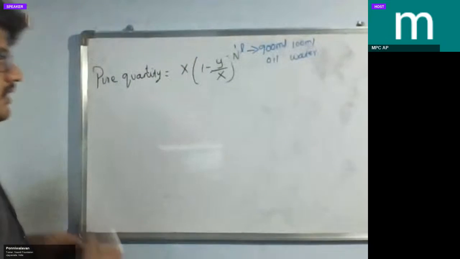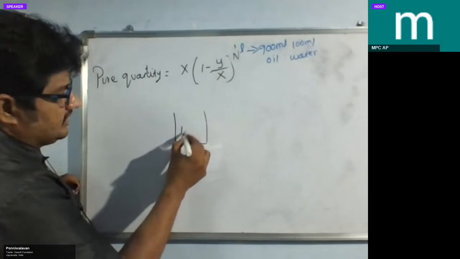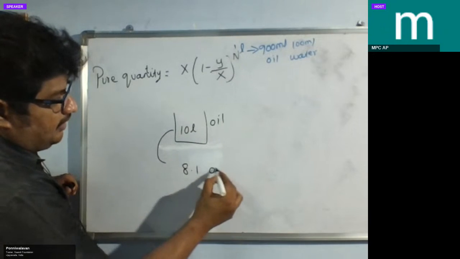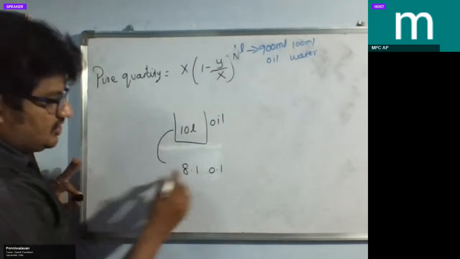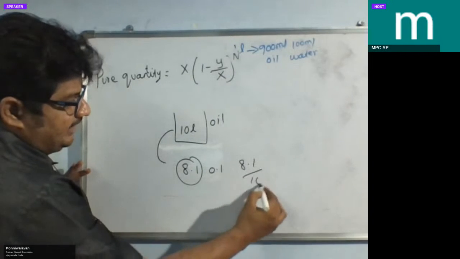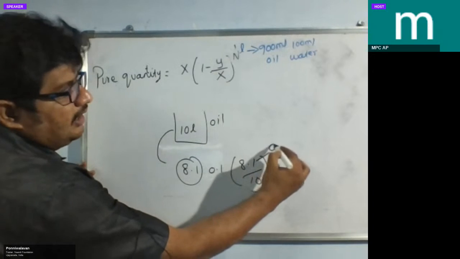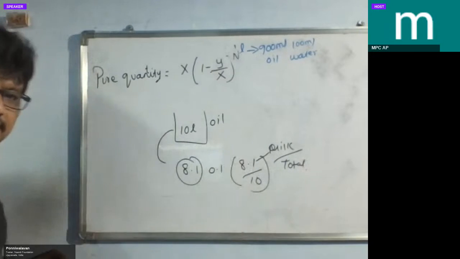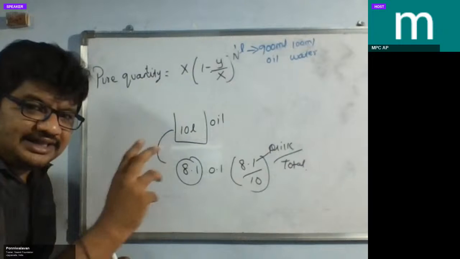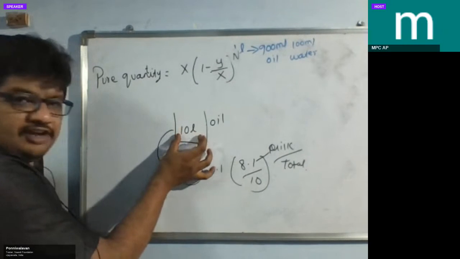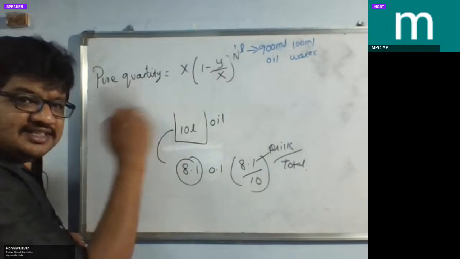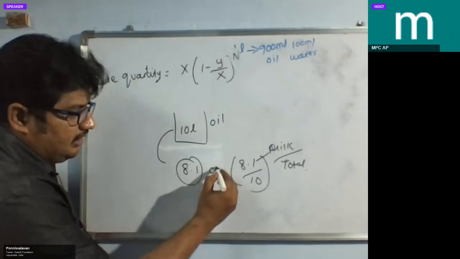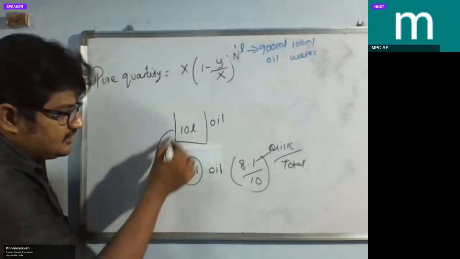Listen. Last time I told, right, it is 10 liters of oil. After two processes, it will become 8.1 liters of oil. This ratio is nothing but 8.1 divided by 10. Milk left divided by total. Are you clear about what ratio they are giving? 10 liters of total oil is there. After two processes, I gave the example, right? It will become 8.1 liters of oil. So this is the ratio.